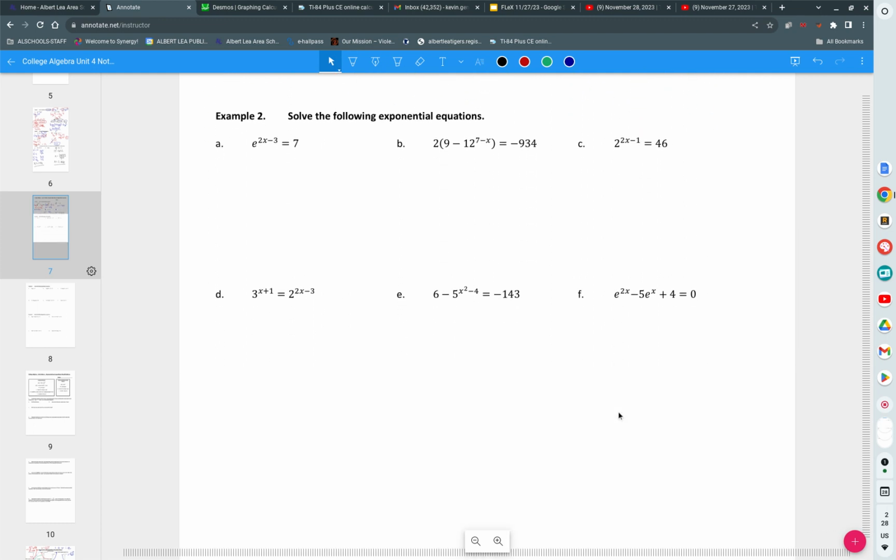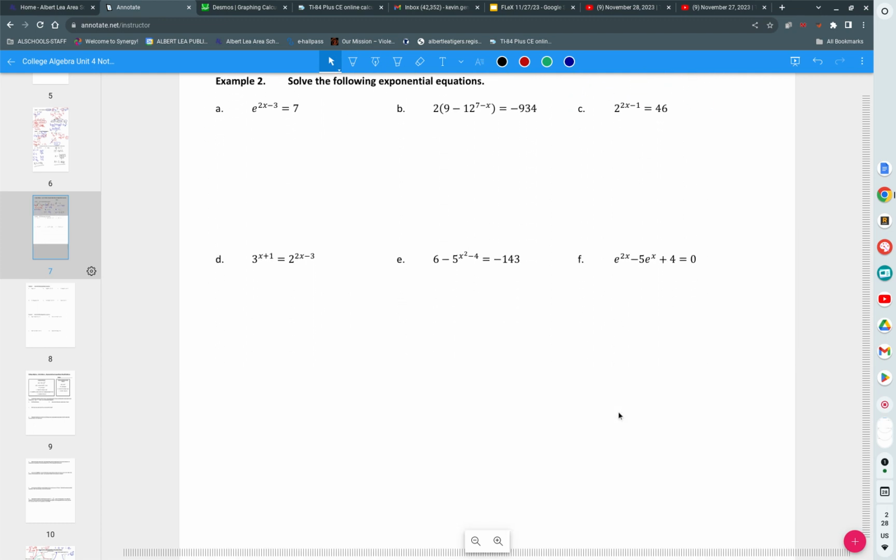Good. Then we'll do 4 more problems, and then we're going to do A and B. We're not going to do C. We are not going to do E. We'll do the other ones and see what we come up with here. Okay, so we're going to make them just a little bit more challenging. We have e raised to the 2x minus 3 is equal to 7. Okay, I want to solve for x.